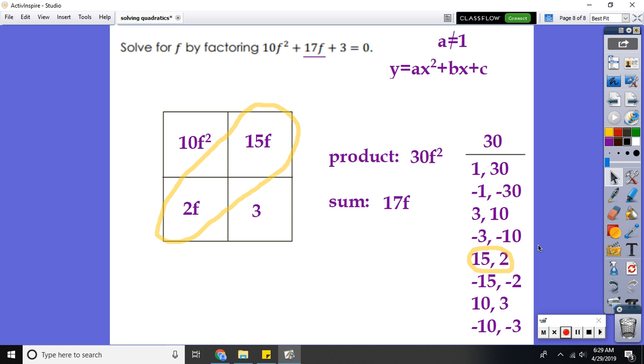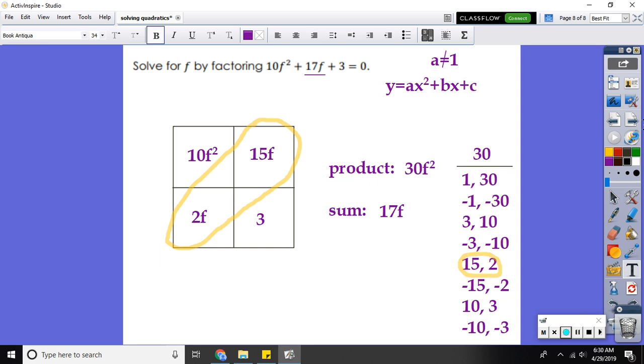So after I have my two terms filled in, I now need to look for the greatest common factor, the GCF, across the rows and the columns. Across the top row, each term has an F, so I know there's going to be a GCF of F. But 10 and 15, I need to figure out their greatest common factor.